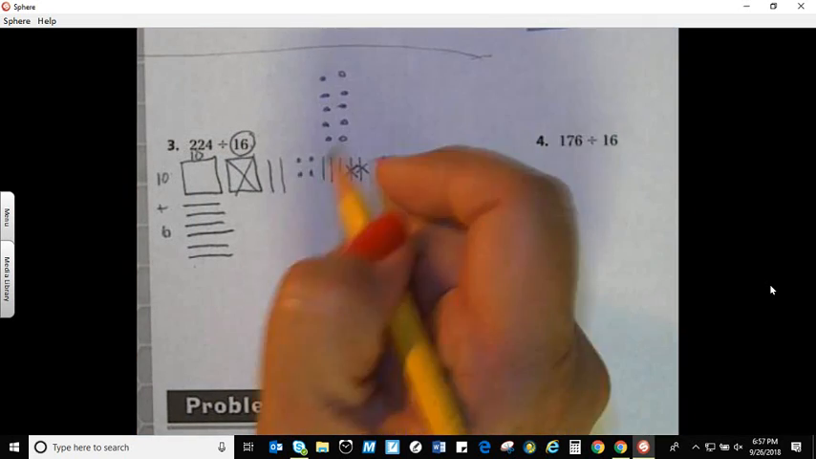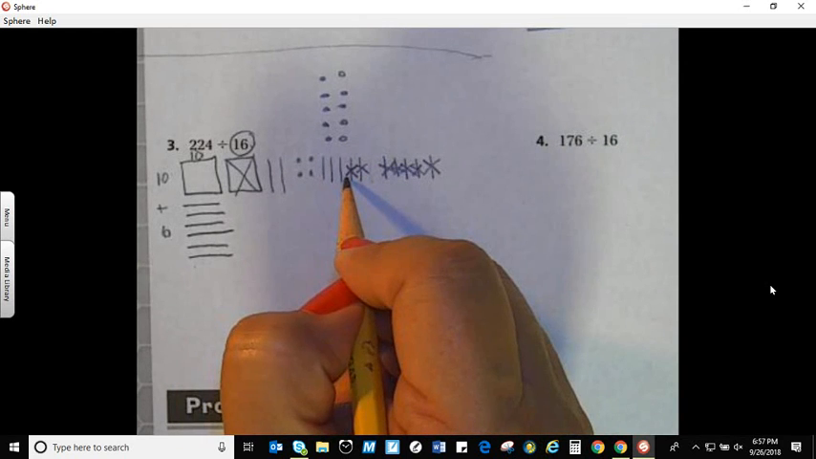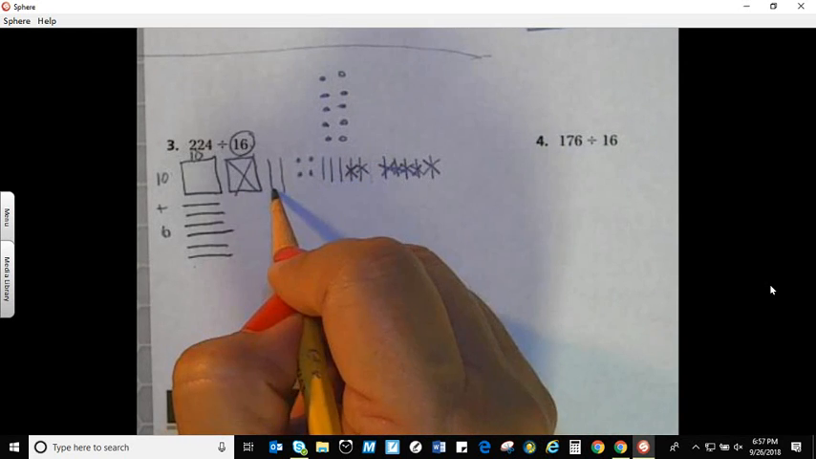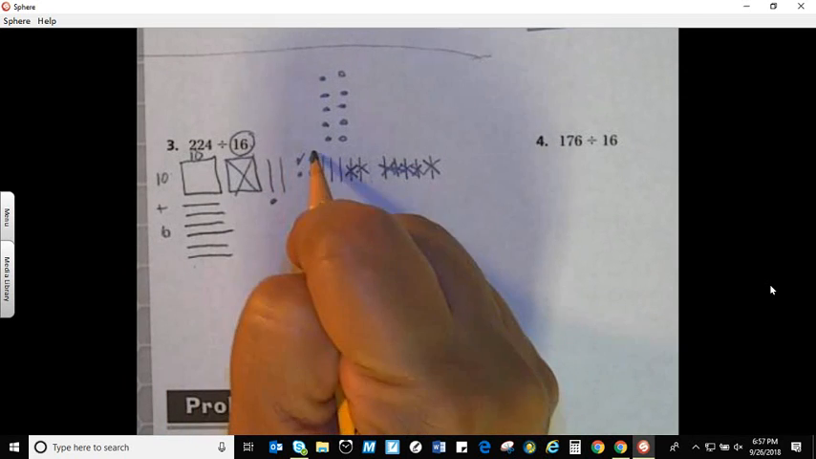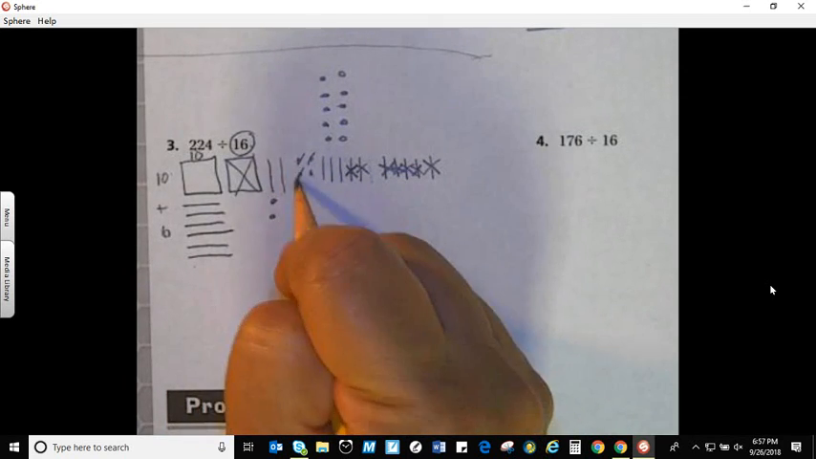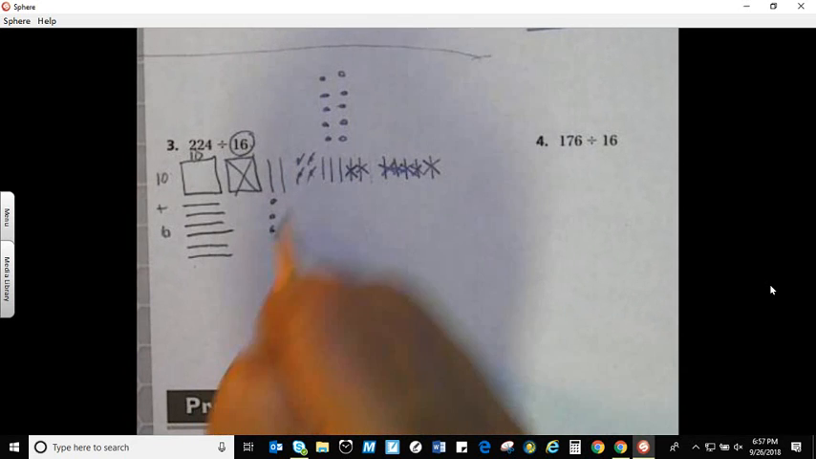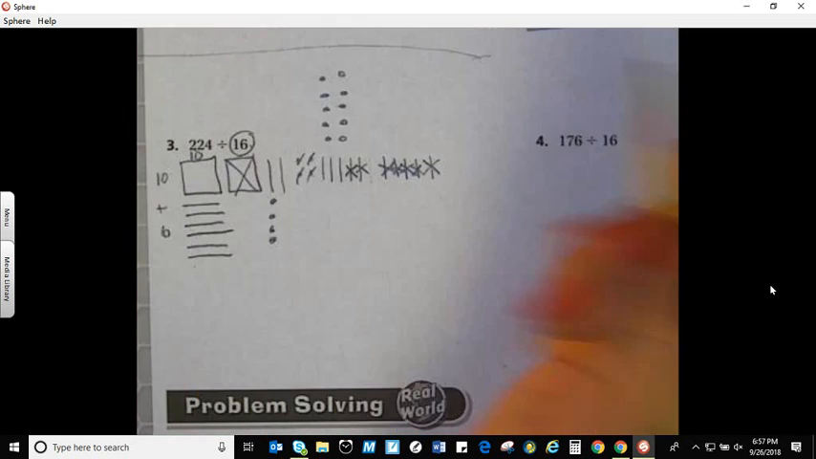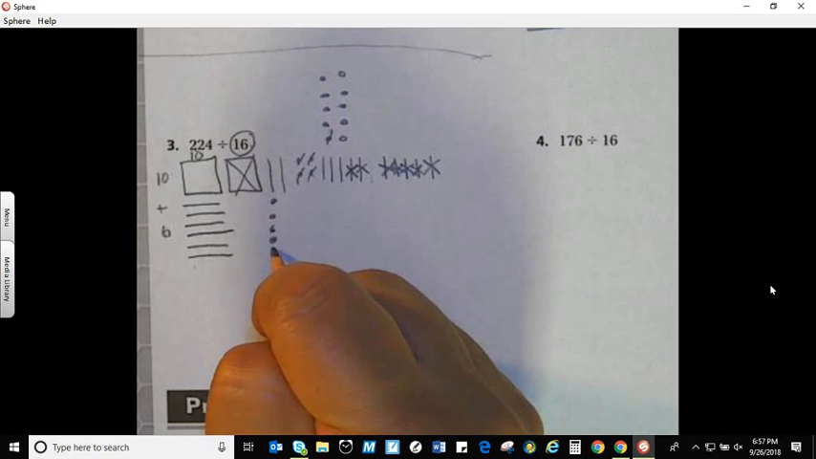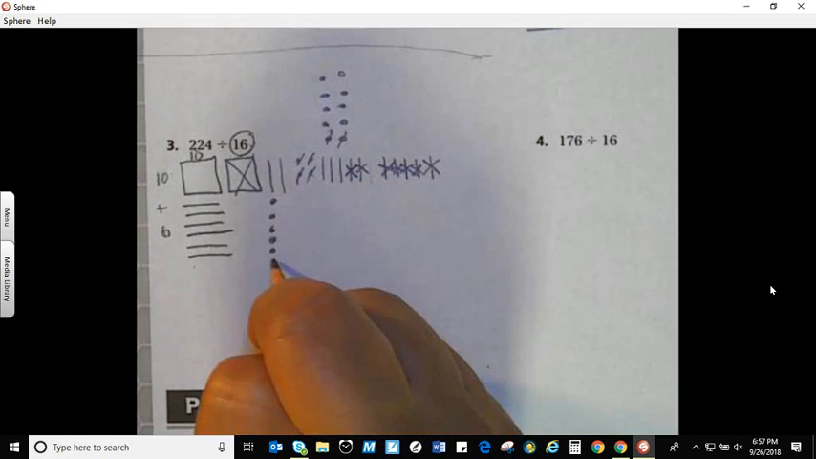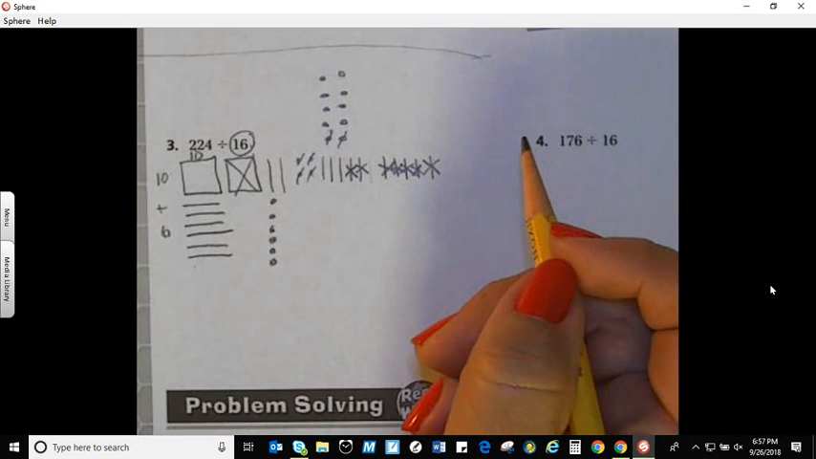Okay, so now I have this one still left, and I need 6. So this is 1, 2, 3, 4. Now I'm done there. I'm going to move this one, 5, 6. Okay, so I'm done there.